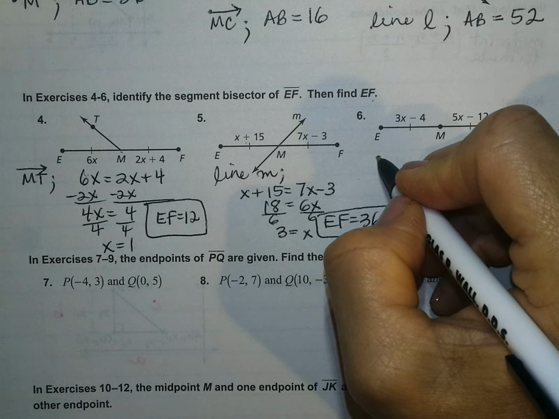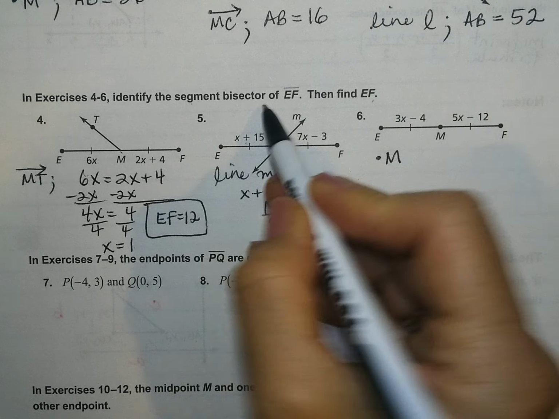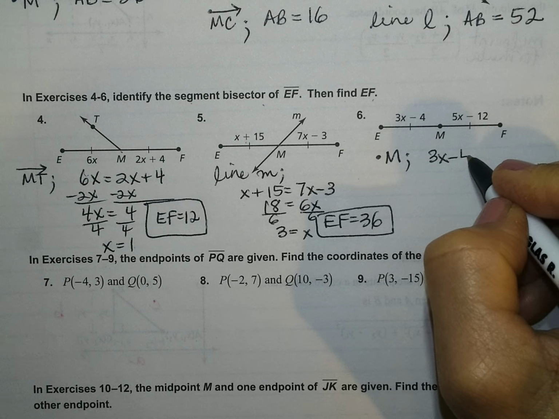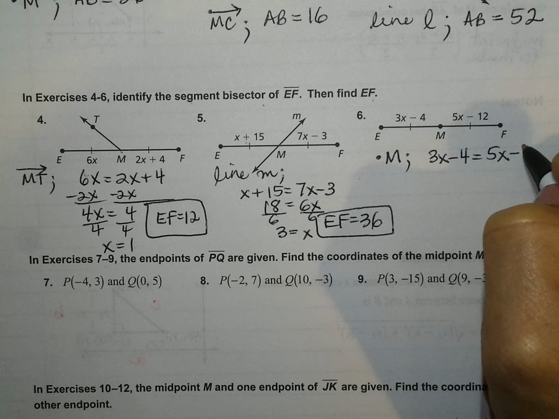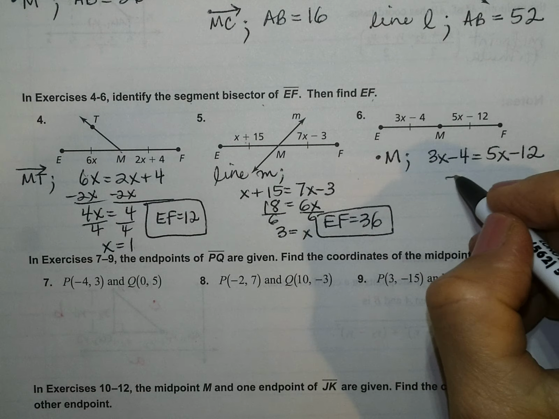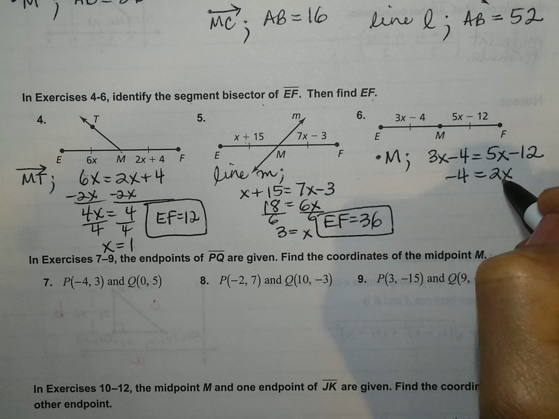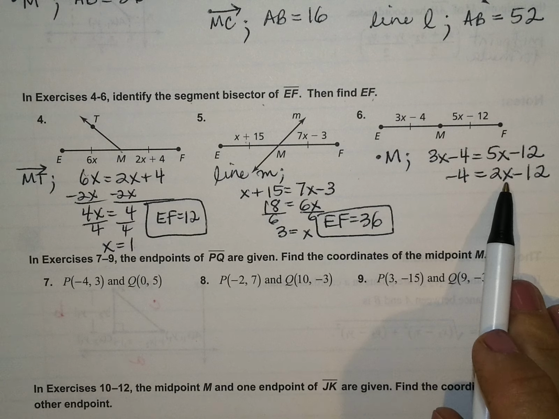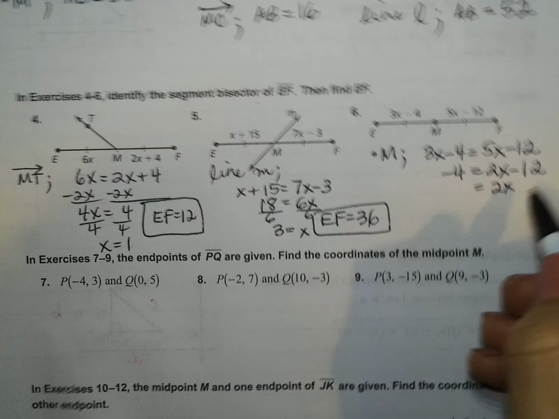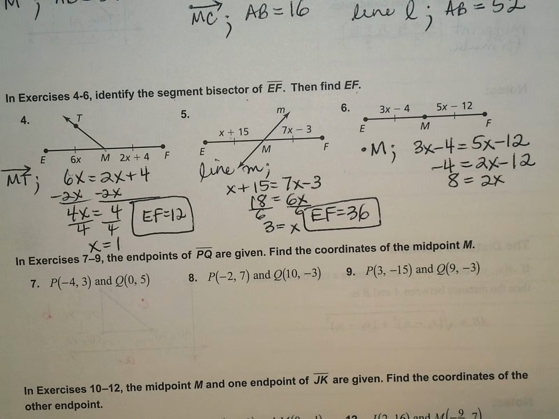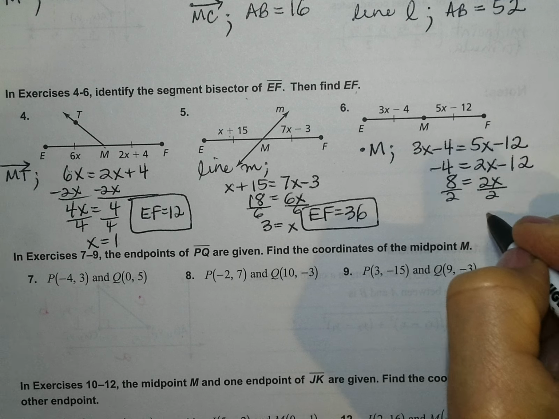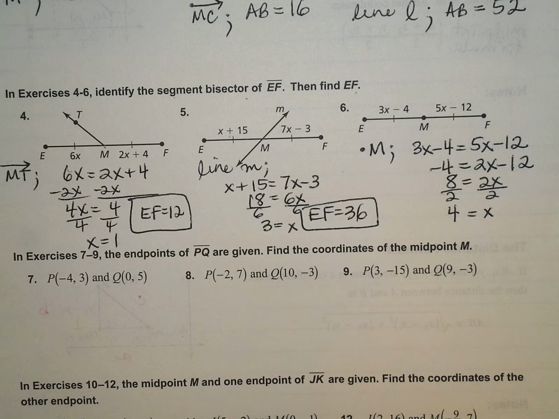Watch it again if I went too fast. Here, point M is the segment bisector. And now I can write my equation. 3x minus 4 equals 5x minus 12. I'm going to take away 3x from both sides. And now to get my x alone, I'm going to add 12 to both sides. So 12 minus 4 is 8. Now I want to undo the multiplication by 2. And so I get x equals 4.